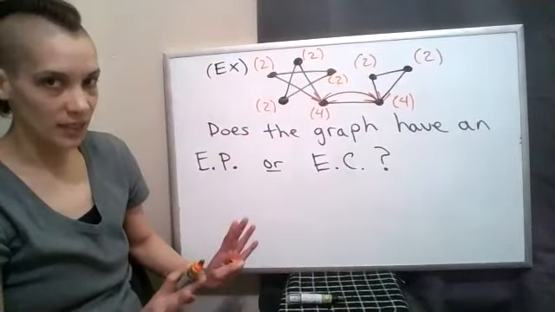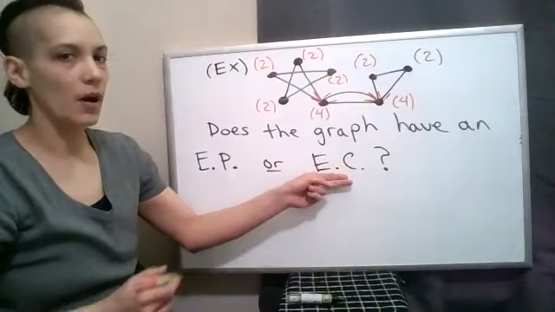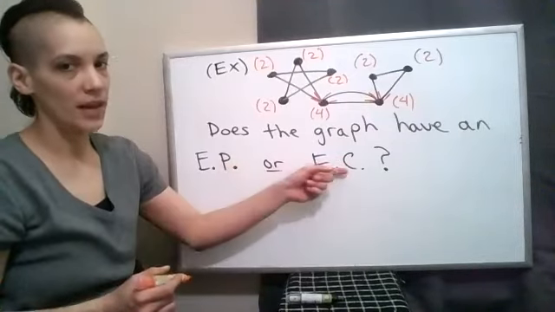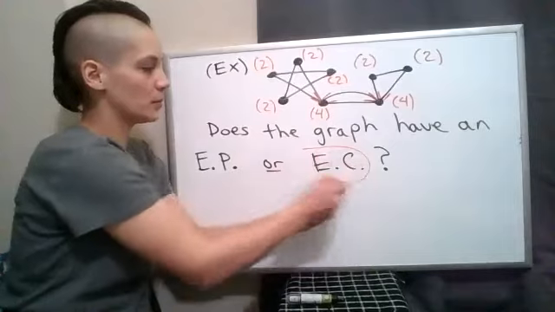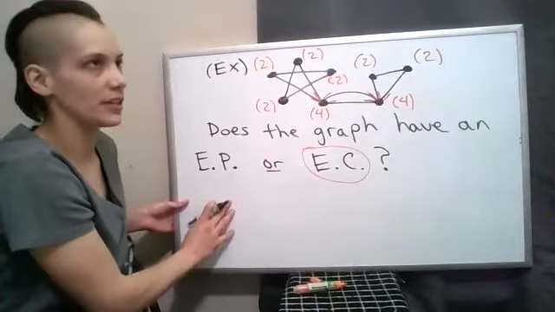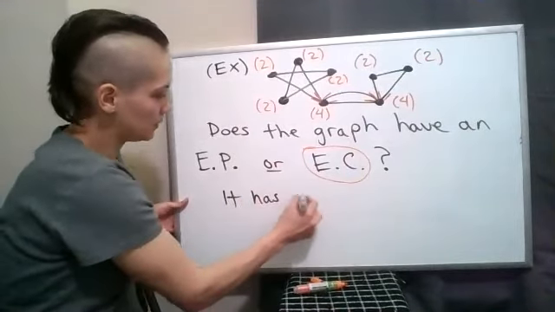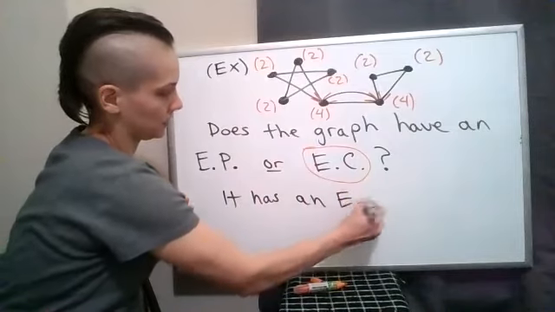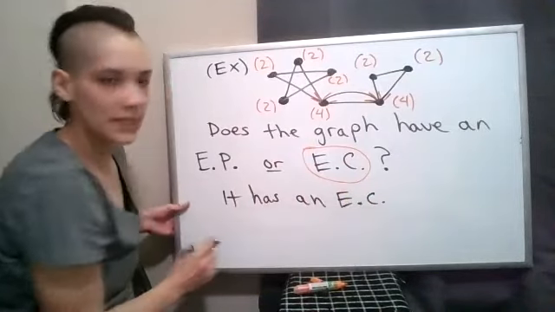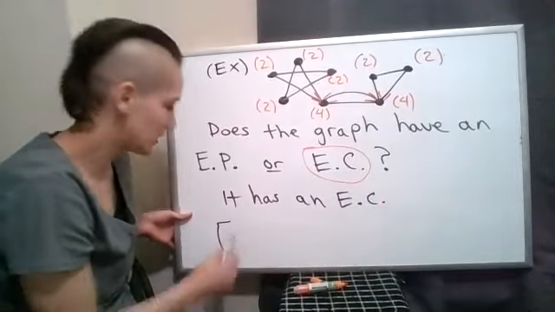So if I've got all evens, then I've got an Euler circuit. I also have an Euler path, but if you have an Euler circuit, just go for the stronger definition. You can just write that and get full credit on your test. So use the best definition, but if you also put that it has an Euler path, that's fine. It's just extra.